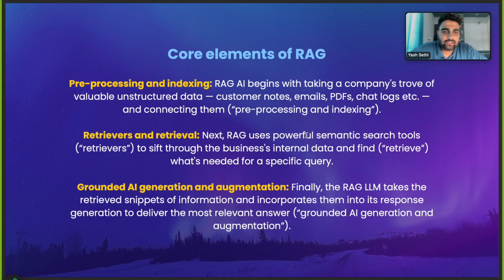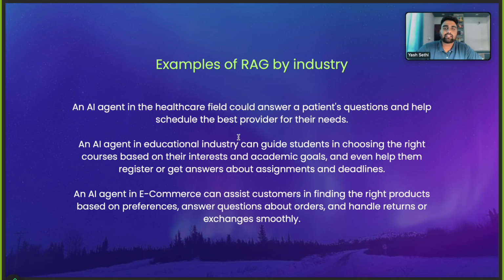Next, RAG uses a powerful semantic search tool, the retrievers, to sift through the business's internal data and retrieve what's needed for a specific query. The third is grounded AI generation and augmentation. Once the RAG or LLM finds your answer, it will generate a better, personalized output and provide it to your agentic AI. Let's take a few examples of RAG by industry.